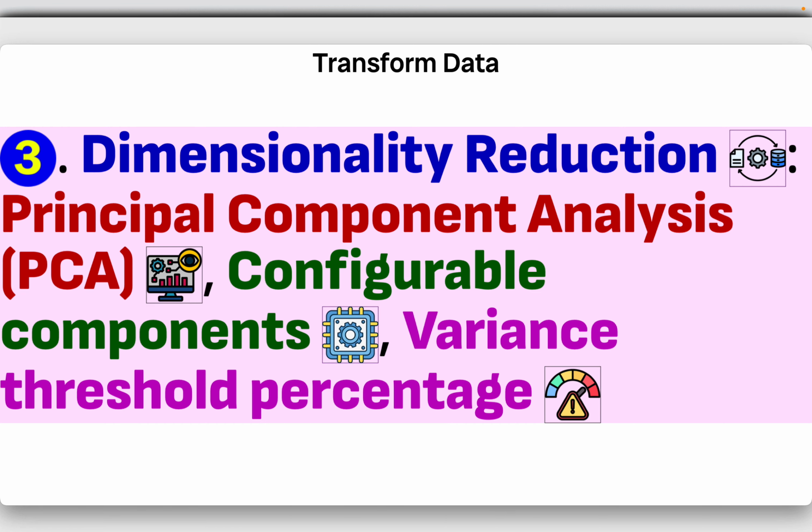So under transform data, next one is dimensionality reduction. So in case you have a lot of dimensions, like your data is spread across multiple columns, it will help you reduce the dimensions. So users can apply principal component analysis, PCA, to reduce the feature space, configurable either by the specific number of components or by a variance threshold percentage, and default is 95%.